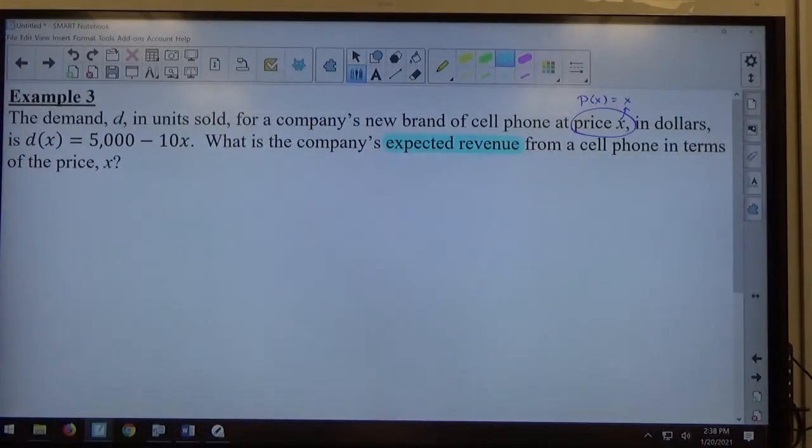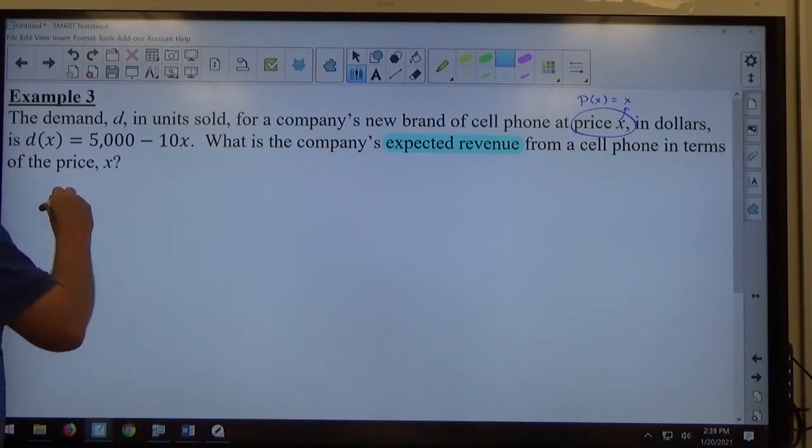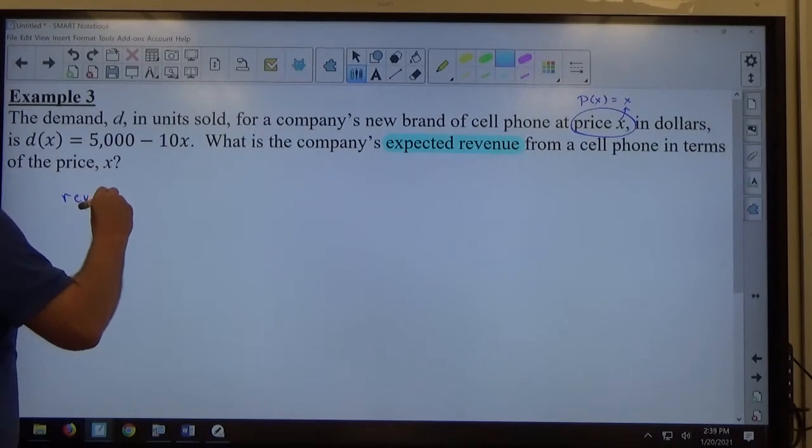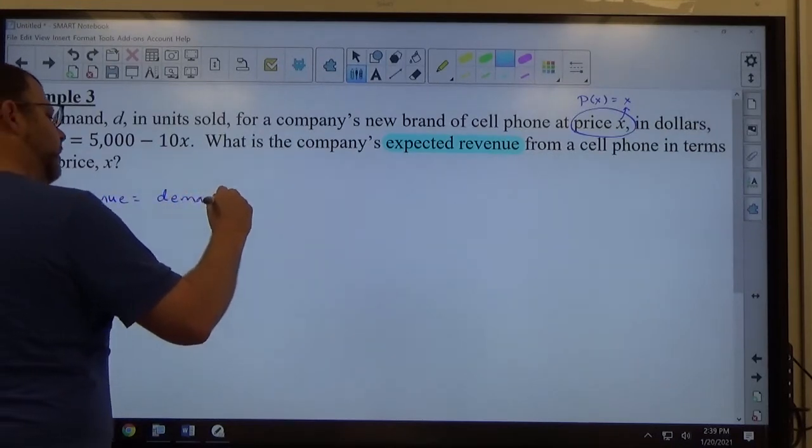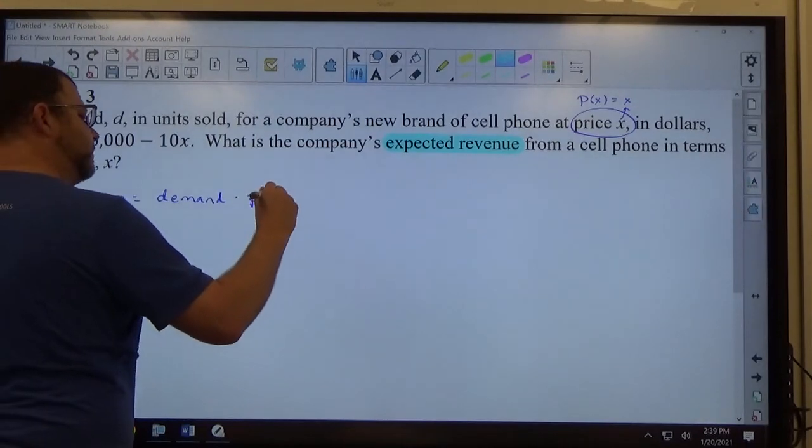Revenue is how much money you take in. And when you're running a business, the way you determine how much money you take in is to determine how many items are going to be sold, which is called demand, and multiply it by the price, which is whatever the price is. You multiply those two things together, you get expected revenue. So the revenue function, revenue, equals demand times price.